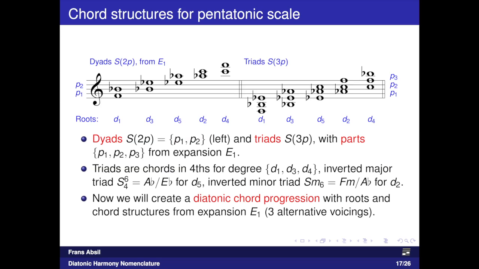Based on expansion E1, we obtain the full set of 2-part and 3-part chord structures for the pentatonic scale. Two neighboring pitches in the scale in expansion E1 now of course will lead to many chords in fourths. Occasionally we obtain an inverted major or minor triad, as is shown on the right for the degrees D5 and D2 respectively.